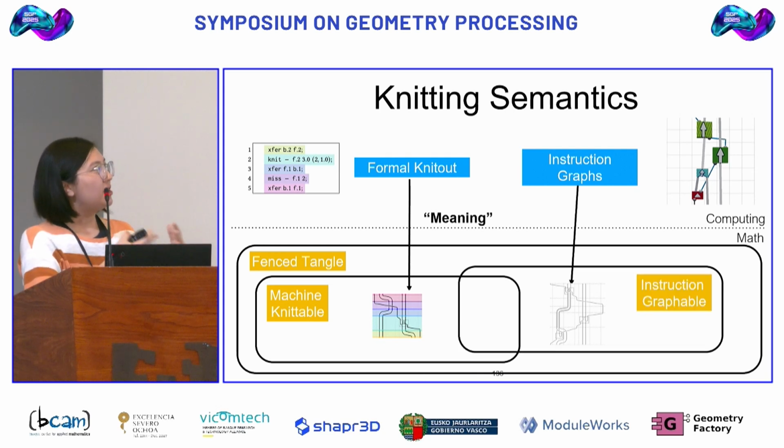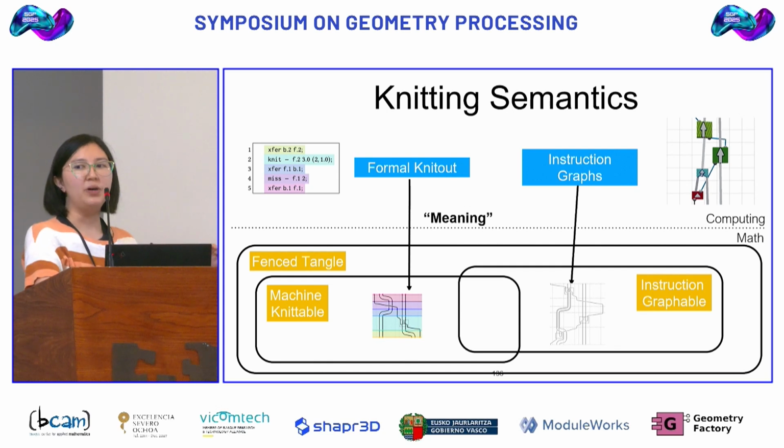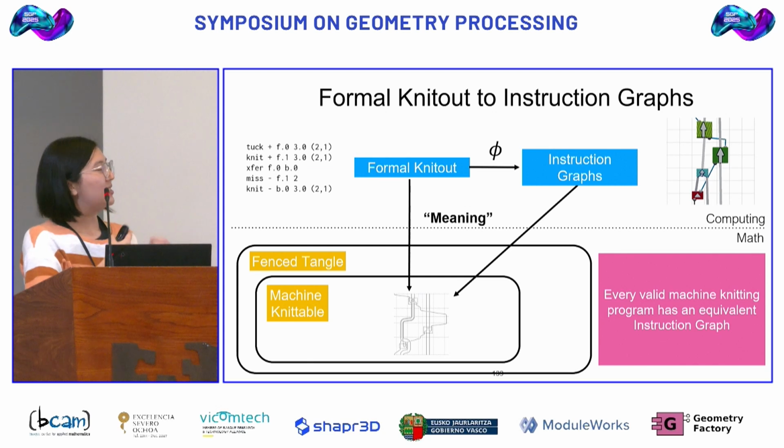In contrast, instruction graphs will also denote some subset of the fence tangles, but depending on how they intersect, they may or may not actually denote things that we can fabricate on the machine. So they just might denote something with totally nonsensical topology that we can't actually realize. And so to allow us to perform this compilation as we wish, we need to understand the relationship between these two semantic domains.